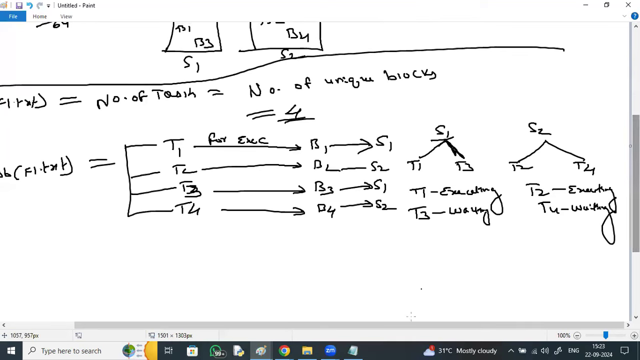Okay. T1 is executing in system 1, T2 is executing in system 2. But if you observe here, only 2 tasks are executed among 4 tasks. Only 2 tasks are executed parallelly. The remaining 2 are in the waiting state. Previously, 4 tasks were executed by 4 systems, full parallelism, high speed. But here, only 2 are executing.